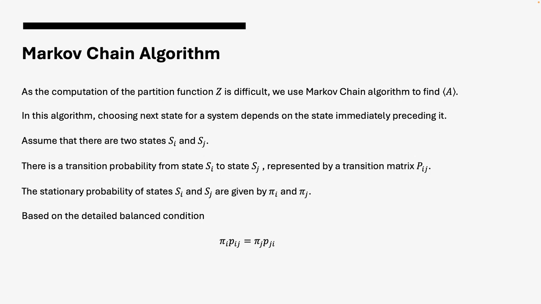Assume that there are two states, Si and Sj. There is a transition probability from state Si to state Sj, represented by a transition matrix Pij. The stationary probabilities of states Si and Sj are given by pi_i and pi_j. Based on the detailed balance condition, pi_i times Pij is equal to pi_j times Pji.